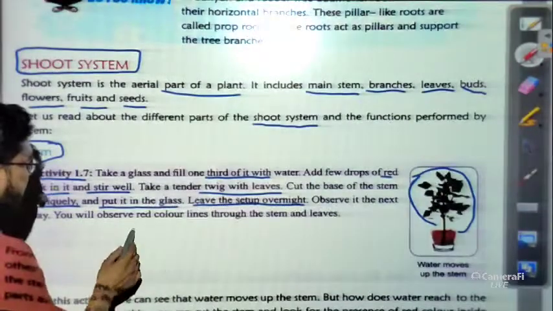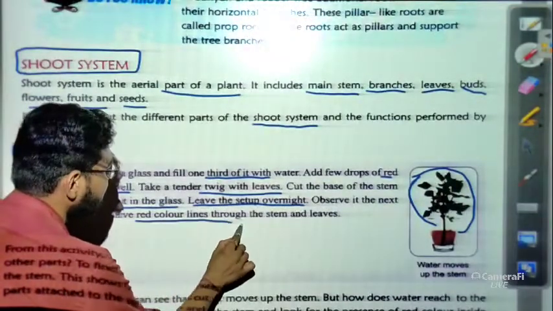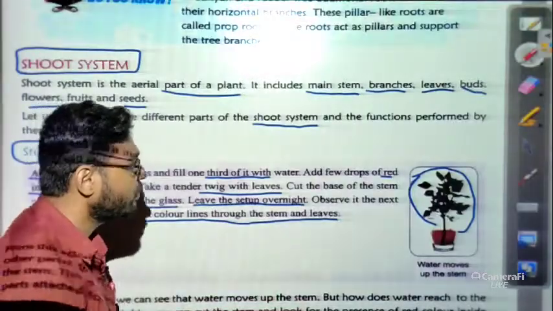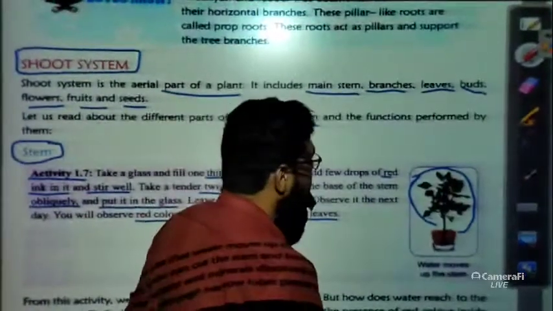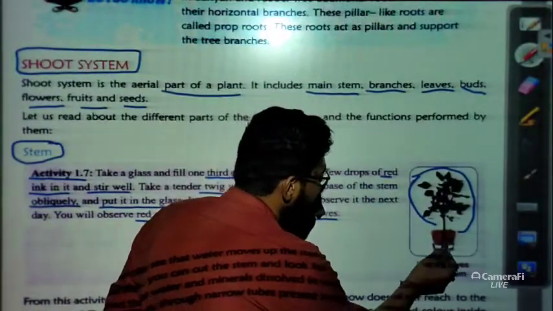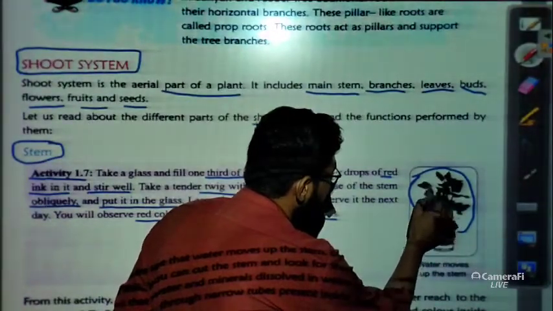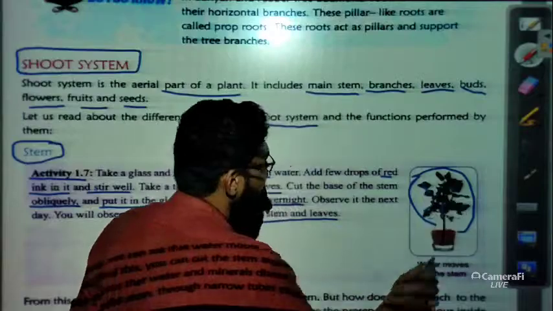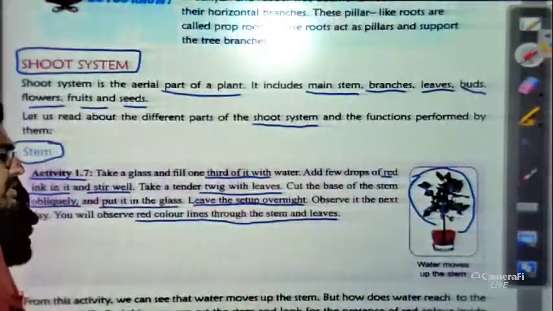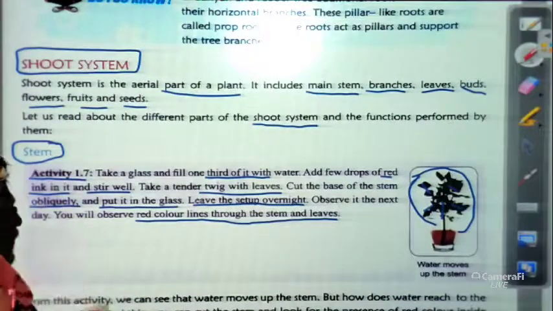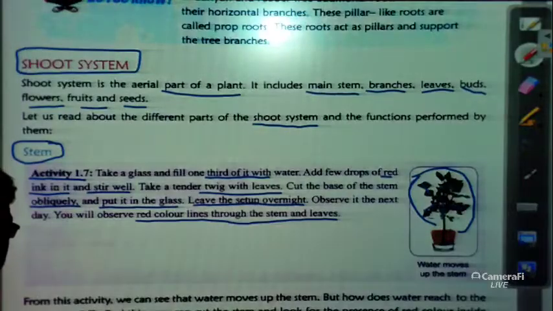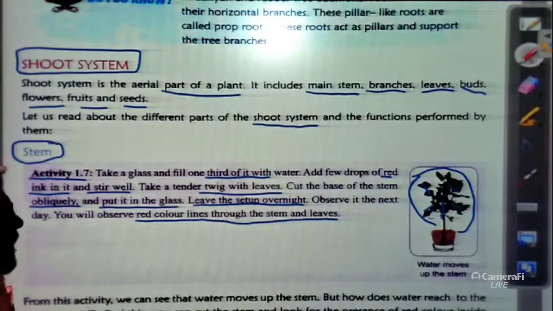We observe red color lines through the stem and leaves. The red color goes into the stem and the leaves also. So we will find some red spots or red parts in the stem and in the leaves. So this is the activity.